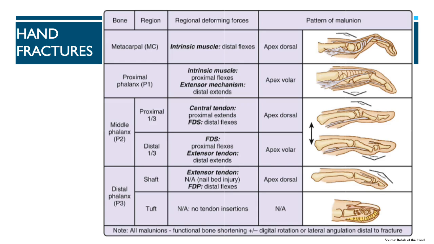This is a really nice chart to show because of the really complex anatomy of the soft tissues of the finger. What are the deforming forces on that bone when different areas of it are fractured? This I think is really important because it can tell you what deformities you'll see in the finger and give you an idea of what you need to do about that.